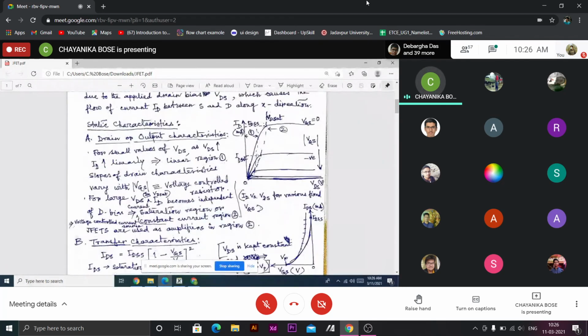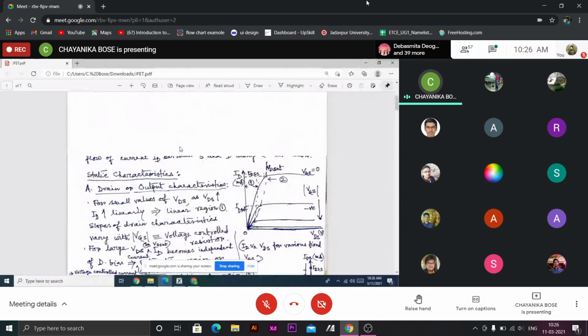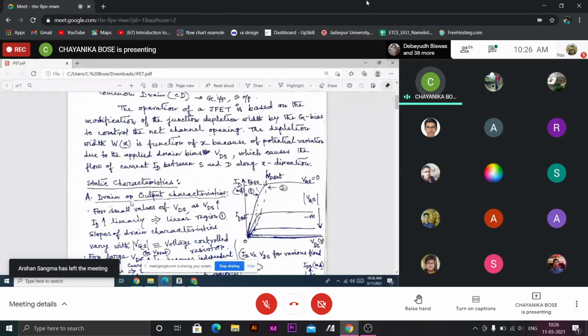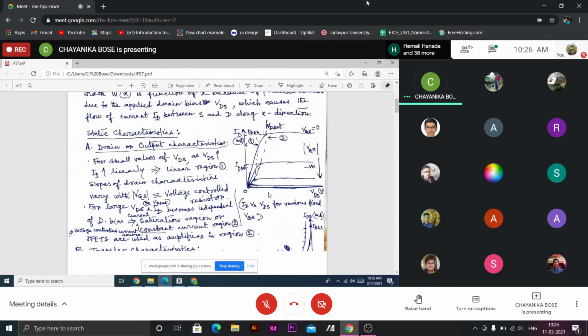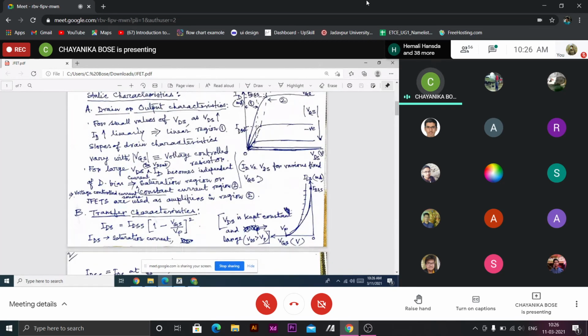Now it can have two types of characteristics. Static characteristics can be of two types: drain or output characteristics, where the variation of output current, the drain current ID, with drain voltage is considered with gate voltage as the parameter; and transfer characteristics, ID versus gate voltage, when the drain voltage is kept constant.